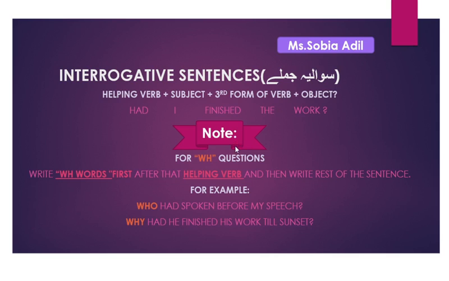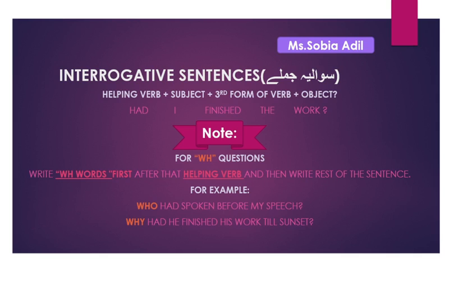Right, students? There is also a point for you to keep in mind for WH questions. You will be thinking which are the WH questions. So WH words are like why, when, whom, where, how. These are known as WH words. So write the WH word first, after that the helping verb, and then write the rest of the sentence. If there is a WH word, you need to put that word first, and then you will write the helping verb and then the rest of the sentence, right?